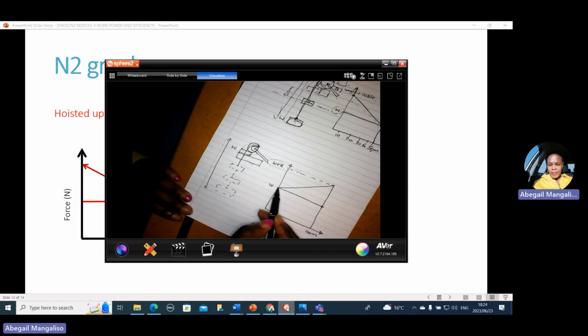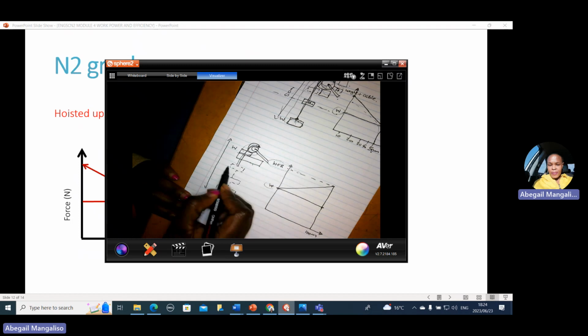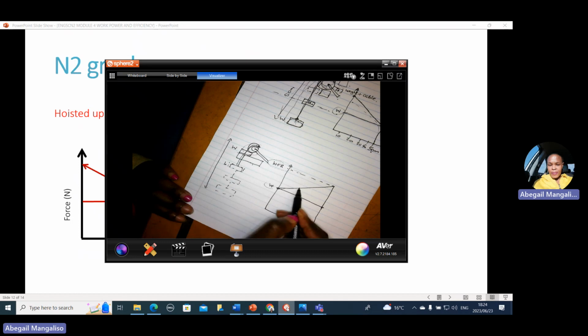But the weight is not changing, so this is W there. What happens to the rope? As you lower it down, it's starting from 0, it's attached to the load. So it's starting from 0. As you lower it down from stage 1, it's getting longer.